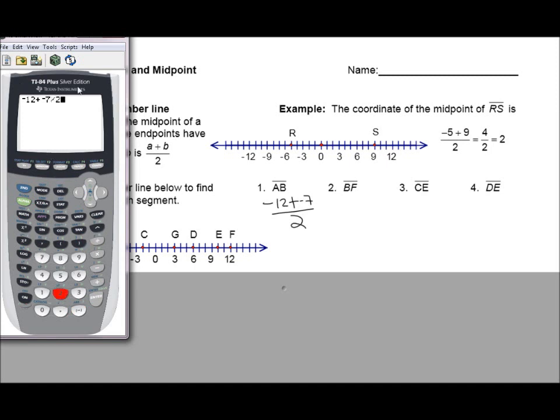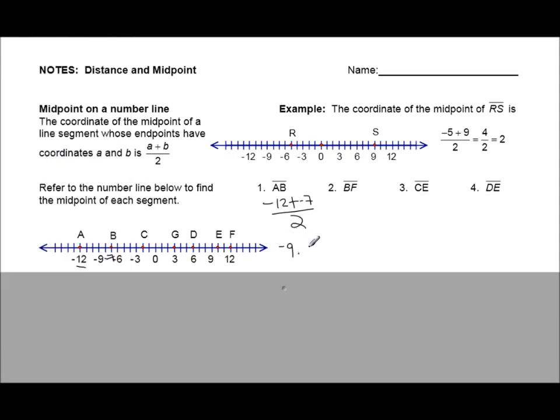That's wrong. You cannot stick all that in your calculator, because what's going to happen is your calculator is only going to take the negative 7 and divide it by 2. We want it to take the entire numerator, negative 12 plus a negative 7, divide that whole thing by 2. So if you're going to use your calculator and you're not going to do the math in your head, then you need to set a parentheses at the numerator. So it'll take the entire value and divide by 2. So your midpoint would be negative 9.5.